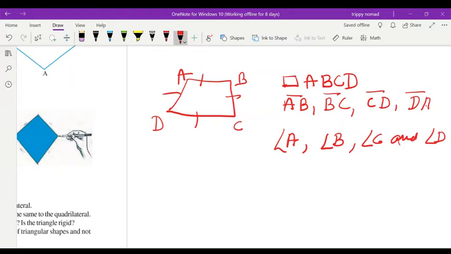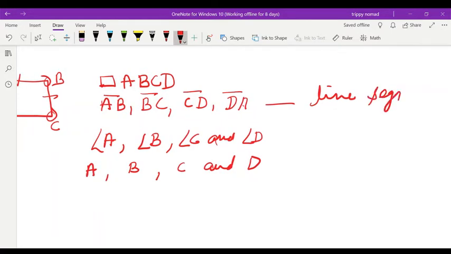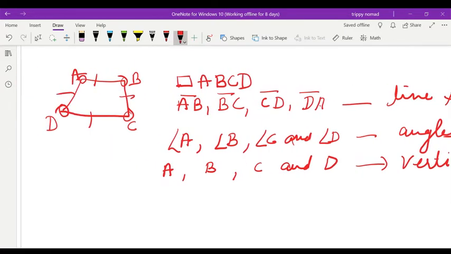Okay. Then here, how many vertices are there? These 4: A, B, C, D. These are vertices. What are these called? Line segments. These are called angles and these are called vertices. Vertex is singular and vertices is plural.